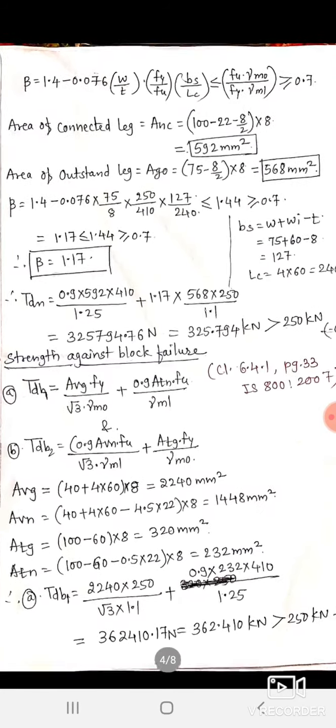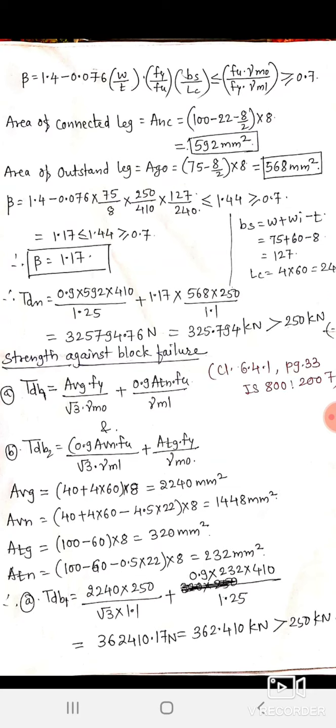So beta will be calculated by using the formula beta is equal to 1.4 minus 0.076 W upon T into Fy upon Fu into Bs upon Lc. This value should be less than or equal to Fu upon Fy into gamma Mo upon gamma Ml, and this value has to be greater than 0.7.